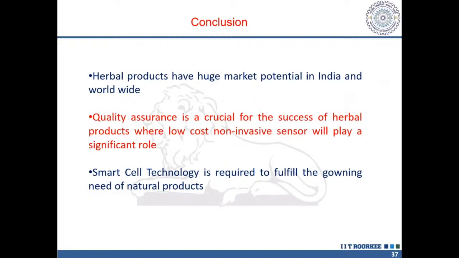Secondly, this smart cell technology will be a good add-on to mimic the production utilizing in vitro cell culture, and there we can save a lot of plant biomass and quickly produce the targeted metabolites. So far, this technology, both the sensor and the smart cell approach, we applied to withaferin A, but currently our research group is targeting other metabolites, and we are hopeful in future to come up with such low-cost, non-invasive sensor technology.